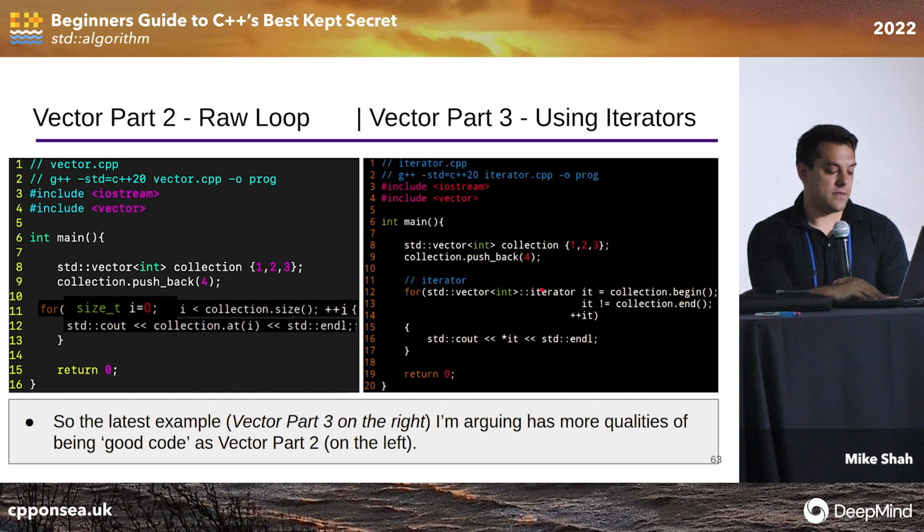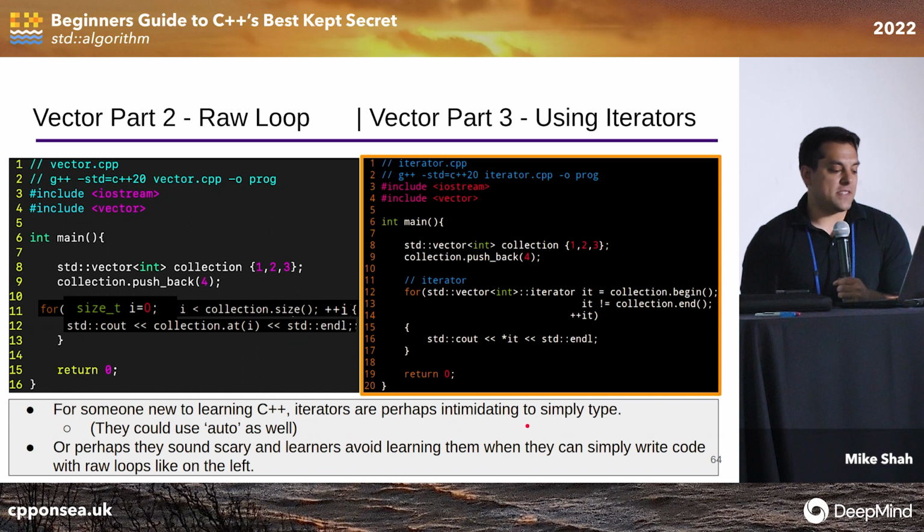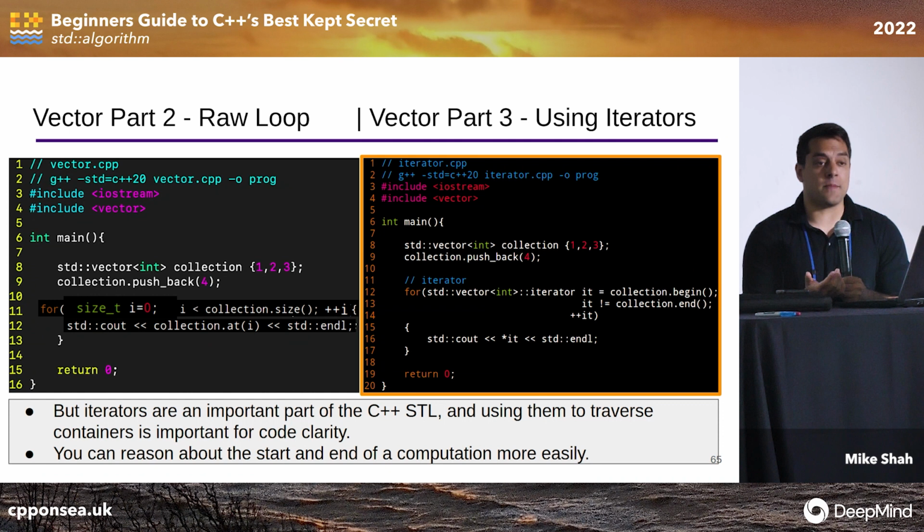And for someone new to learning C++, though, again, I think iterators are perhaps intimidating. There's a lot of stuff I have to write. The compiler is going to yell at me if I miss something here, or if I forget to put in the right type. There are some things I still have to keep track of, but I can just use auto here and get the iterator that's returned from begin. So that's perhaps fine. But I often see folks will shy away and just default to the loop because they've learned it first and it works. Why bother with iterators here? But of course, I'm telling you, iterators are an important part of C++, the standard template library, and helping us write better, easier to reason about code. It's very clear to reason about the start and the end of the computation here.